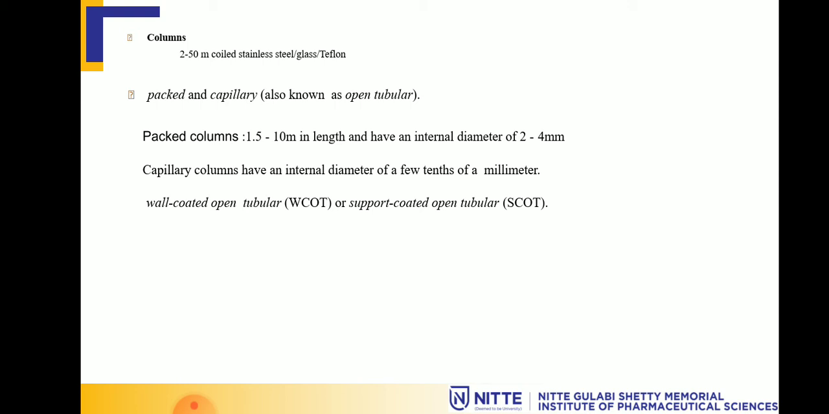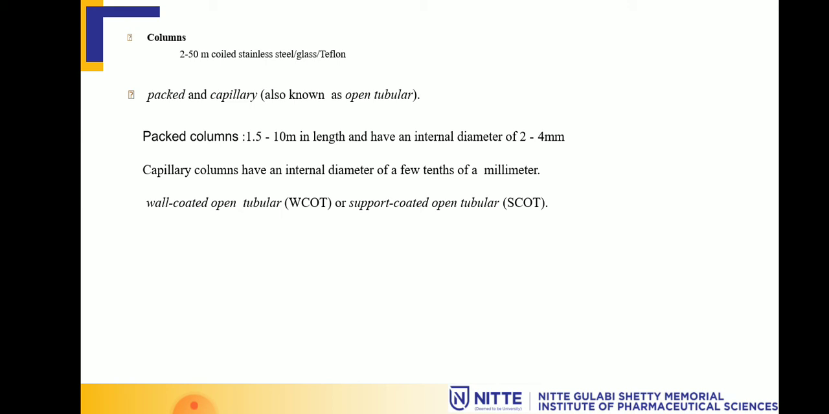FSWC, or fused silica wall coated, came into existence, and it also increases the strength with an outside protective polyamide coating. Generally, the WCOT and SCOT were made up of steel, alumina, copper or plastic. Later a glass column began to be used. And let us come to the packed column.